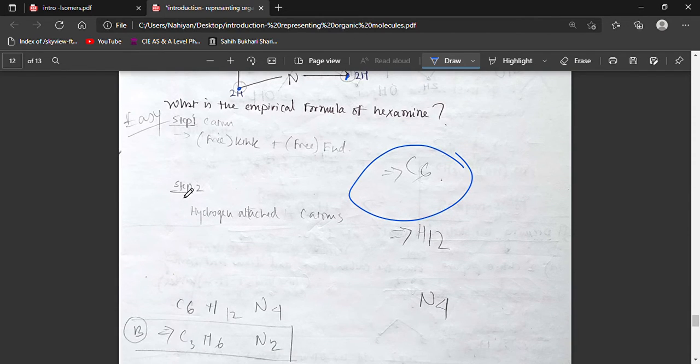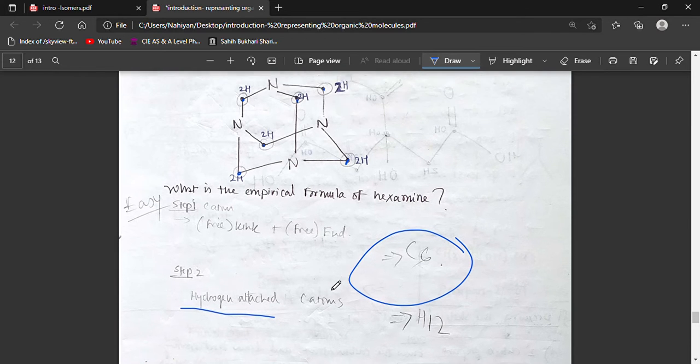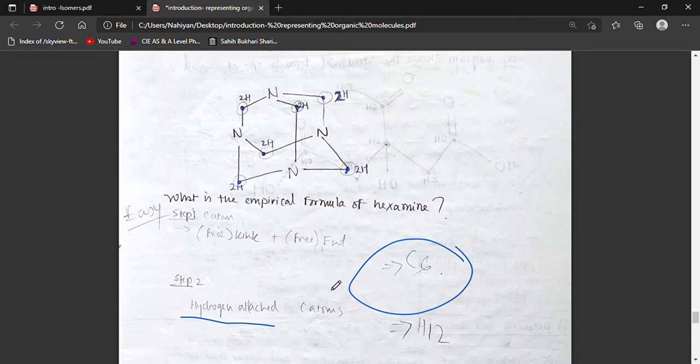Moving on, step two was to count the number of hydrogens attached to the carbon atoms. For this step, we have to see the number of bonds that one carbon is making. So it is making two bonds, and it can make two other bonds, so it can have two hydrogens. Similarly, we see two lines going away, meaning it is bonded to two other things.